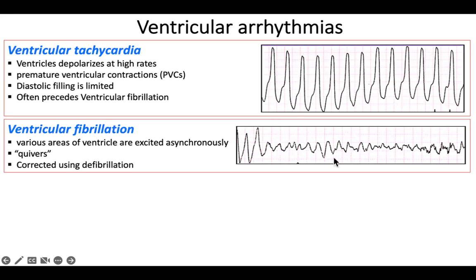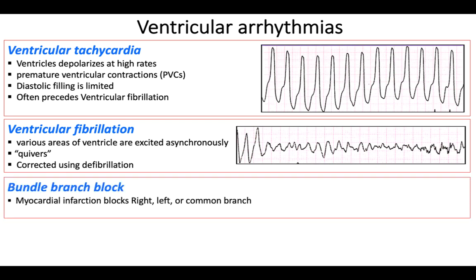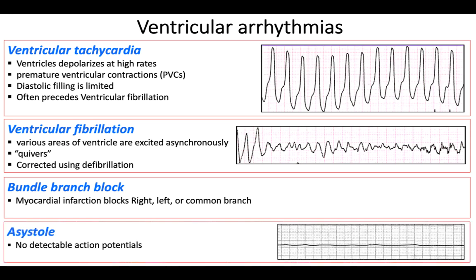So this arrhythmia could potentially be corrected by using a defibrillator. The problem with ventricular fibrillation is those ventricles are not pumping adequate amounts of blood because they're just kind of quivering. And this arrhythmia could lead to an even more severe arrhythmia we call asystole or flatline. That's when there's no detectable action potentials.